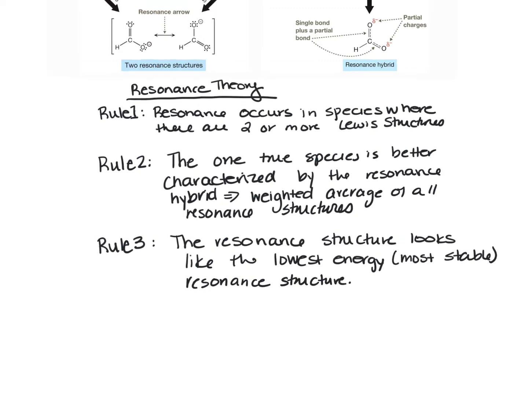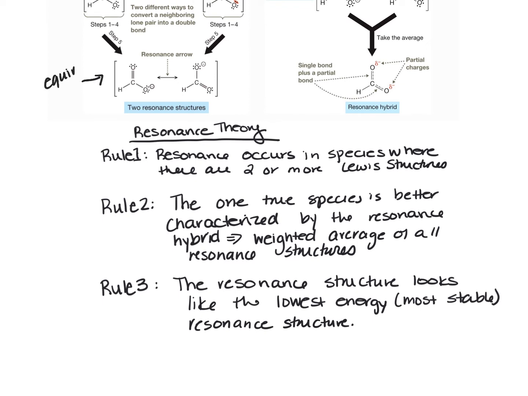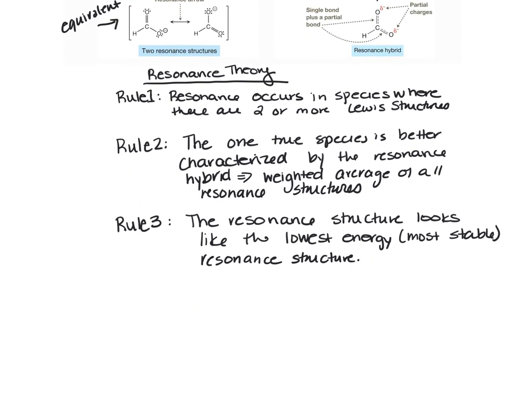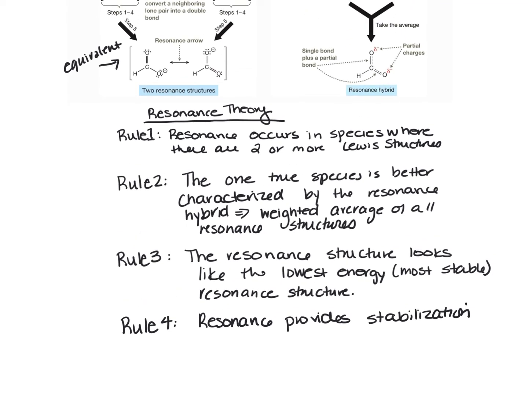One of the things I want you to notice here is that these two resonance structures are what we call equivalent. There's not one that contributes more than the other. And because these are equivalent, each one contributes equally to the resonance hybrid. And so here's rule four: resonance provides stabilization. Resonance stabilization is usually really large when resonance structures are equivalent. So this ion is really stable because we have two equivalent resonance structures, and those electrons are spread out. If resonance structures are equivalent, they will contribute equally to the hybrid, allowing the greatest possible delocalization.